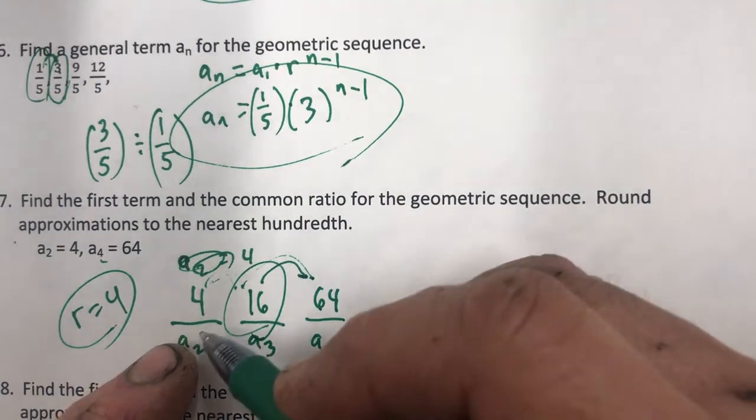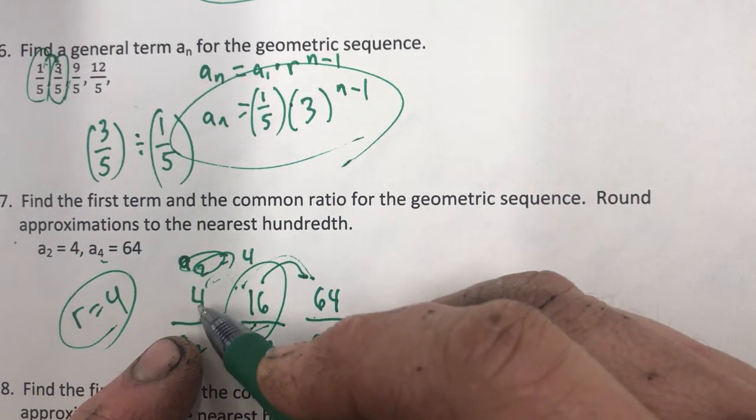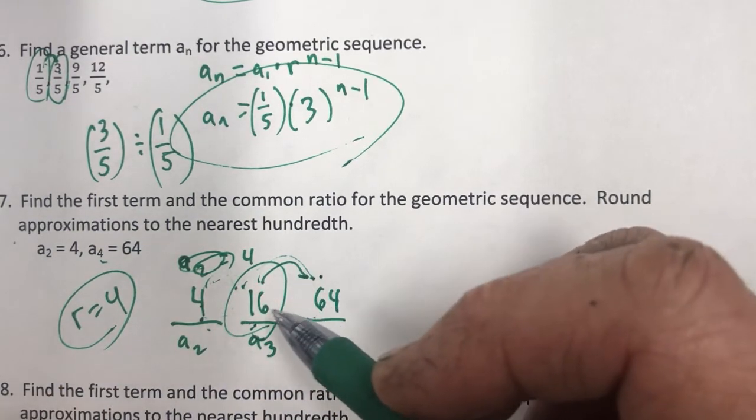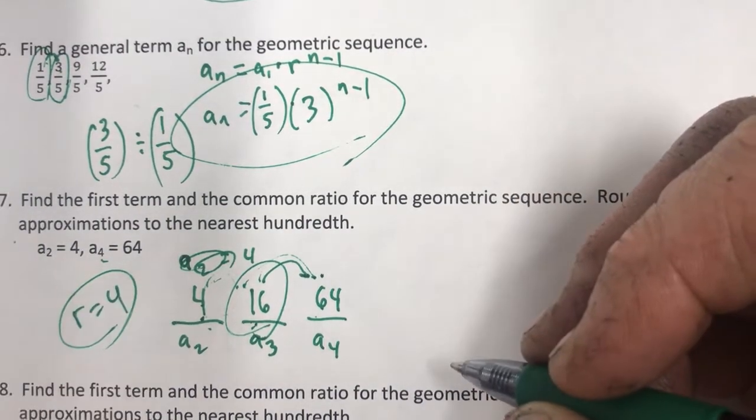Okay, so since there's 1 between these, this is going up 2 times. See, this is multiplying and multiplying again. It's multiplying twice. So there you go, r is 4. So it says find the first term and the common ratio.